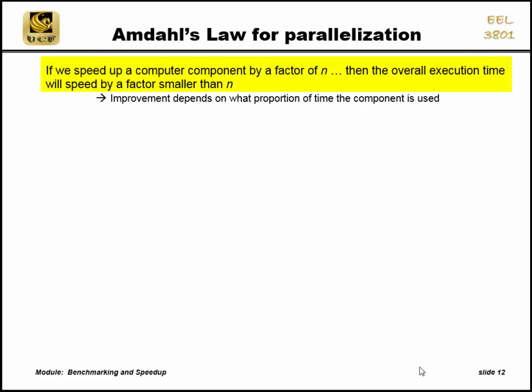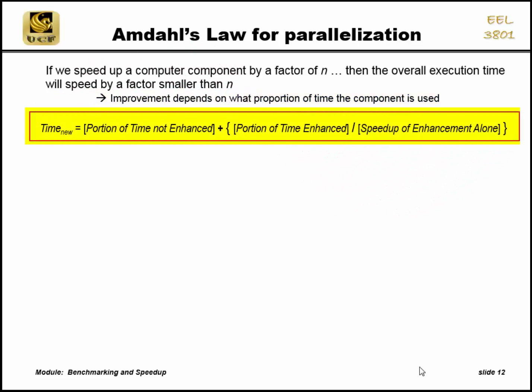We speed up a computer component by a factor of n, which means suppose we make either the processor or the memory, one of the two but not both, n times faster. Then the overall execution time will speed up by a factor smaller than n. It totally makes sense. Improvement depends on what proportion of the time the component is used. That's all that Amdahl's law says, but it provides us a nice way to calculate that in a very powerful, expressive formula.